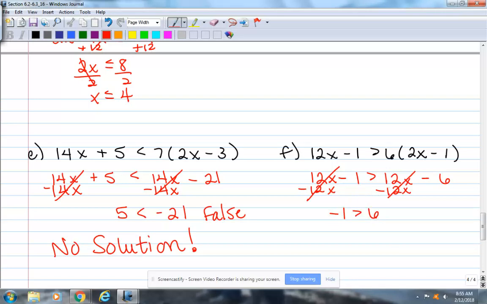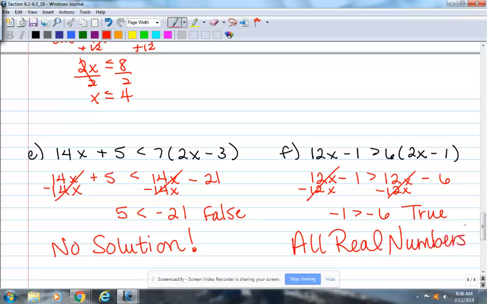Okay. True or false? This one is true. So, do y'all know what we're going to say if it's true? All real numbers. That's right. That means no matter what number I put in for x will be a true inequality. So if we have a false statement, we say no solution. If we have a true statement after our variables cancel out, we say all real numbers.